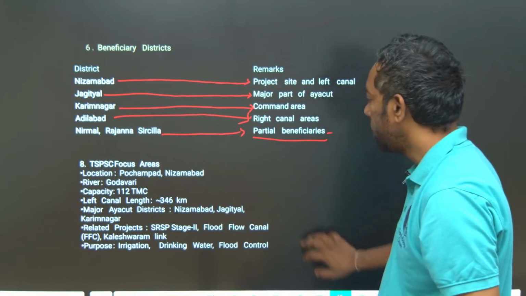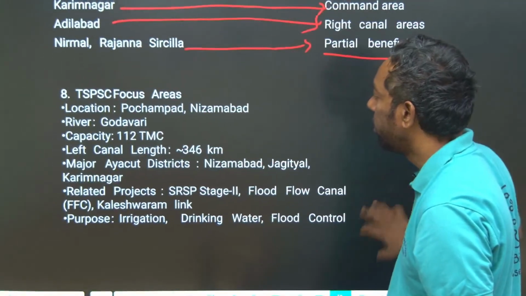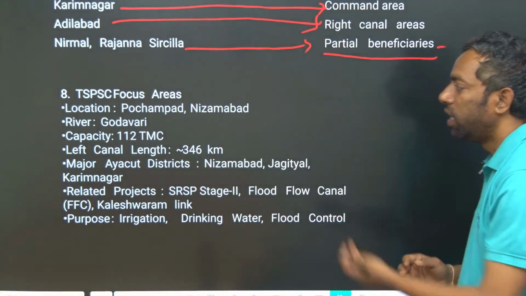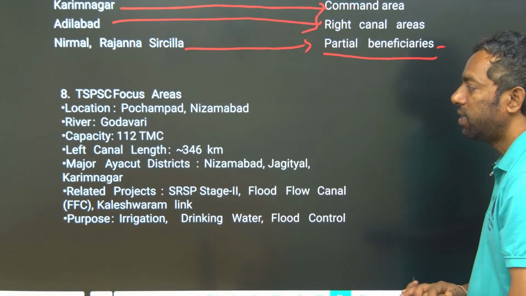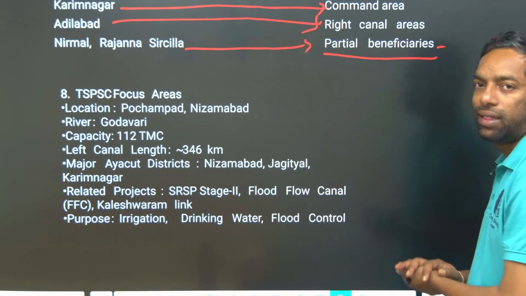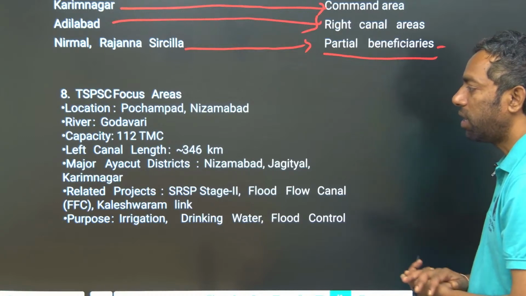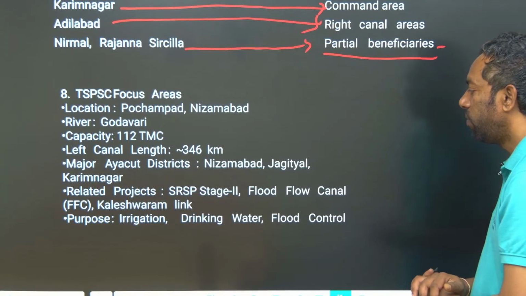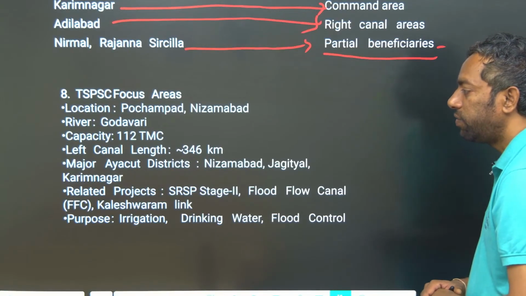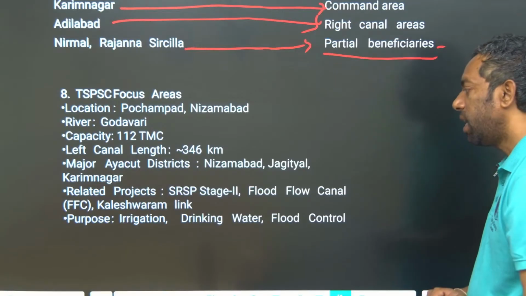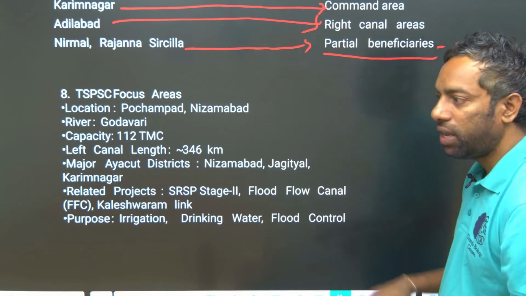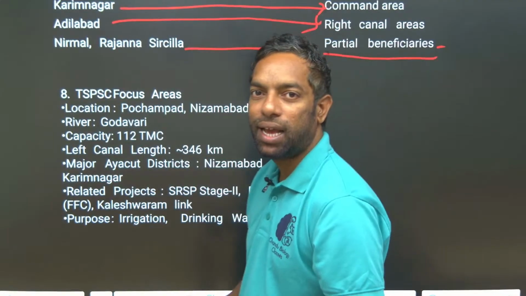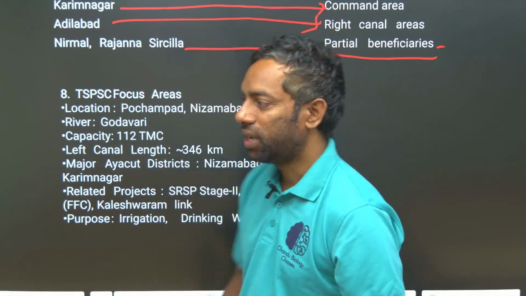TSPSC key points about this project: location Pochampad, river Godavari, capacity 90 to 112 TMC, left canal length 346. Ayakat districts are Jagityal, Nizamabad and Karimnagar. Related projects: SRSP Stage 2, Flood Flow Canal and Kaleshwaram link. The purpose is irrigation, drinking and flood control. These are the key focus areas for TSPSC.